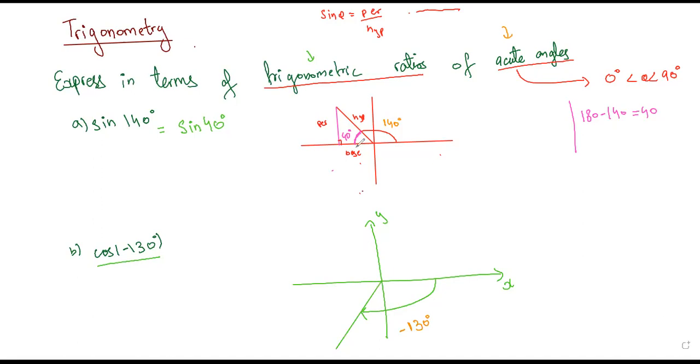Okay. Now again, the question was express this in a trigonometric ratio, but with acute angle. So this is going to be what? Okay. Now we know that, what is this angle? 50. 50. So is the answer going to be cos 50?